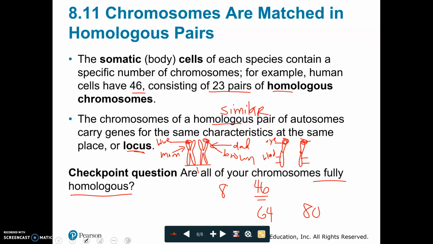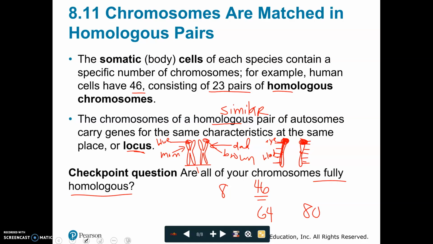So let me explain. Your chromosome pair number 1 should be completely homologous. Every gene on one should be on the other one too. And again, what I mean by that is if eye color is on this chromosome 1, eye color should be on this one as well. Doesn't mean it's coding for the same one. That's not what homologous means. It means that the gene for that trait is located in that spot.